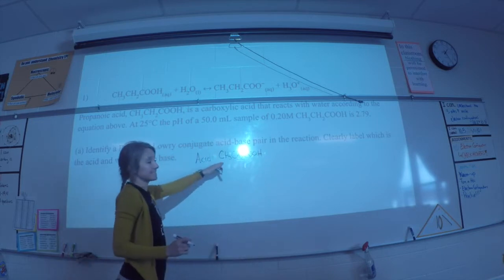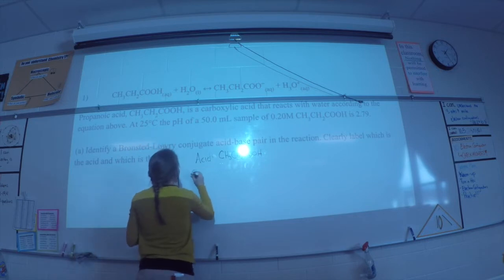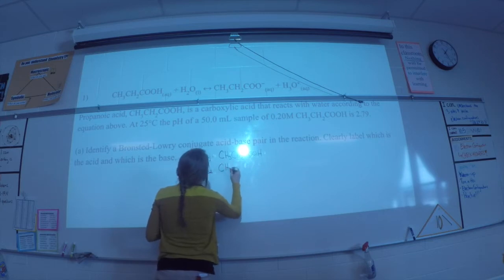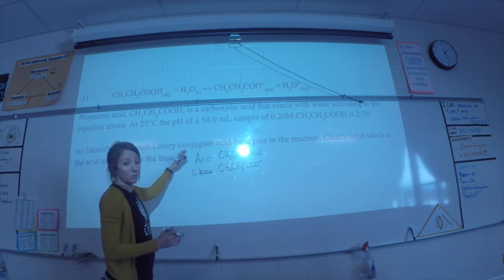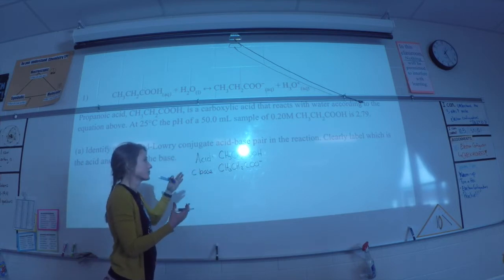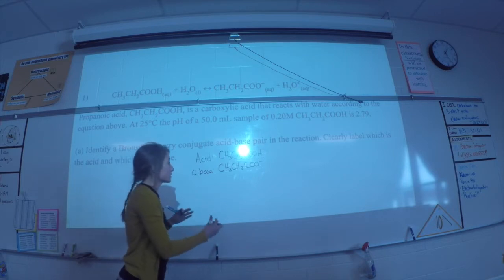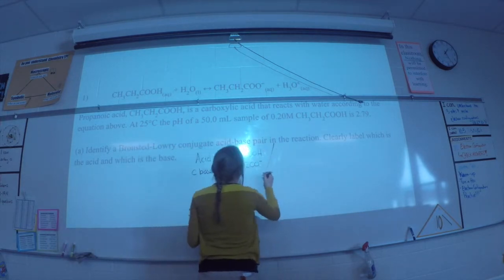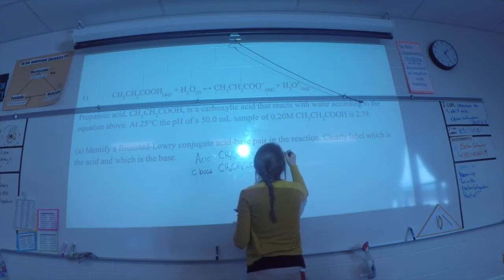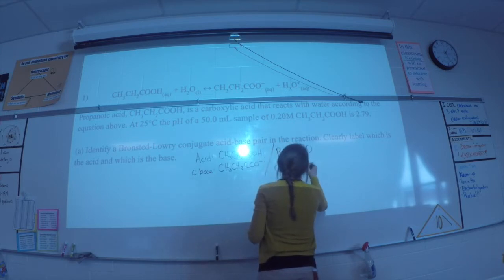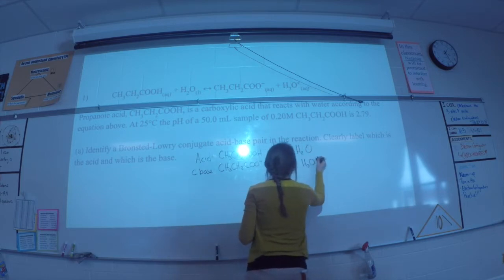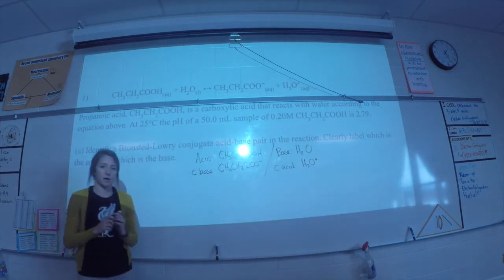CH3CH2COOH was our acid, then you should have said that the conjugate base was CH3CH2COO minus. This is out of 1 point, so you had to have both of them clearly labeled correctly to get the point. Now you could have also gotten the point, so that's one option, or we could have said that the base was H2O and its conjugate acid was H3O plus. So one of these answers would have got you the correct.